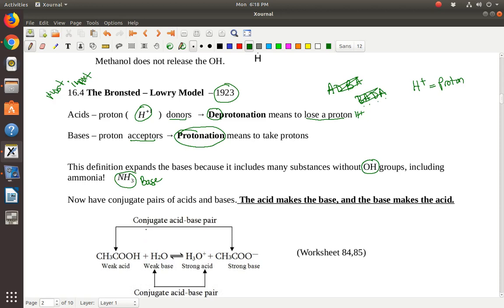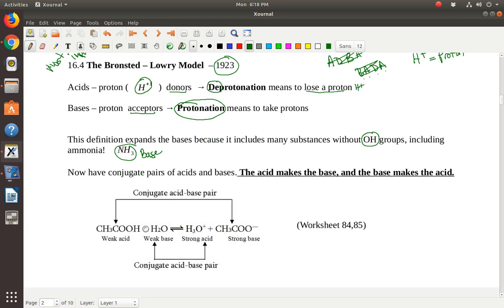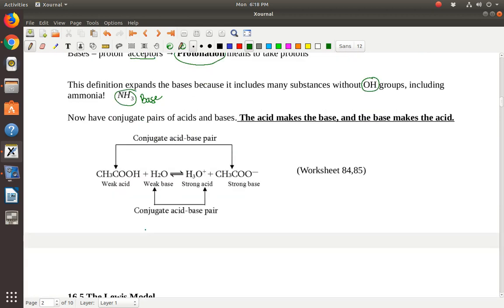So that's the Bronsted-Lowry model for acids and bases, and they come up with something called conjugate pairs of acids and bases. The acid makes the base, and the base makes the acid. And I say that over and over again. The acid makes the base, and the base makes the acid.